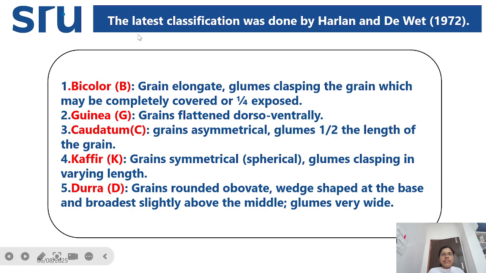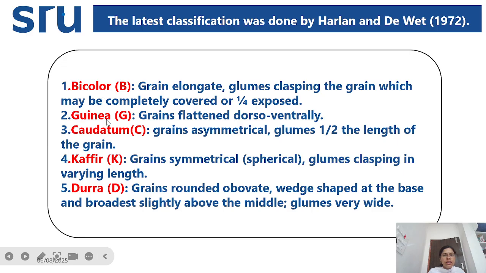The latest classification was given by Harlan and de Wet in 1972. Based on the grain type, they are divided into five different types. The first one is bicolor, which is a widely cultivated one. In bicolor types the grains are elongate. The glumes clasp the grain, which may be completely covered, or one fourth of the grain is exposed. So this is about the bicolor grain type.